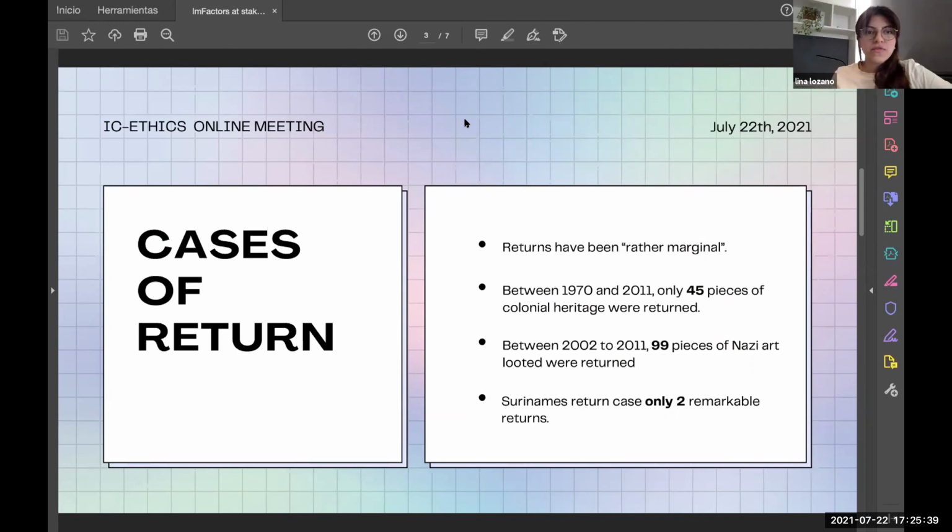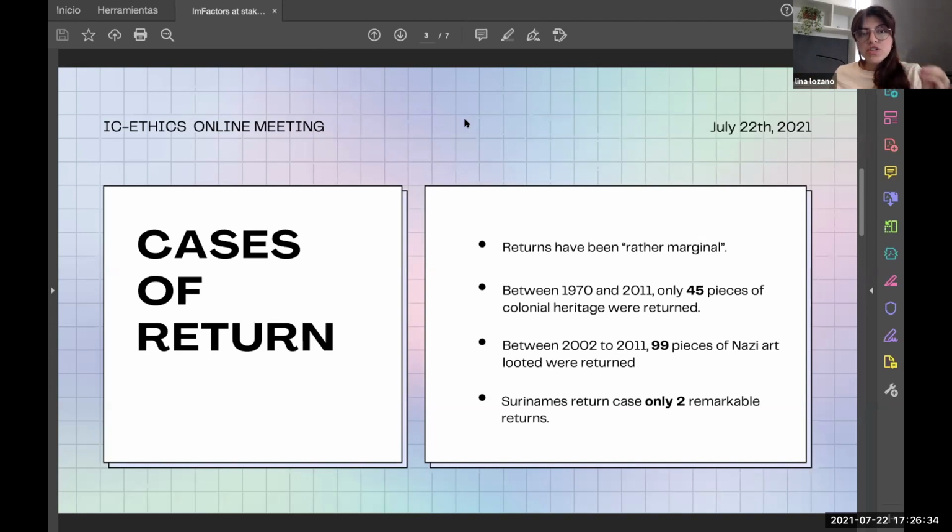Sorry, I was talking about the cases of return, and why the government announcement is very important, because we need to take a look back. We need to take into account that the returns that have been carried out between the Netherlands and the ex-colonies during all those years have been very low, rather marginal. Jos van Beurden, one of the experts in this field, came to the conclusion that the returns have been rather marginal, after making a study in which he collected the numbers of returns made between 1970 and 2015. And he found that only 45 pieces had been returned to their original countries, not only Suriname, but many Dutch ex-colonies, meaning that less than one piece per year was returned in 41 years.